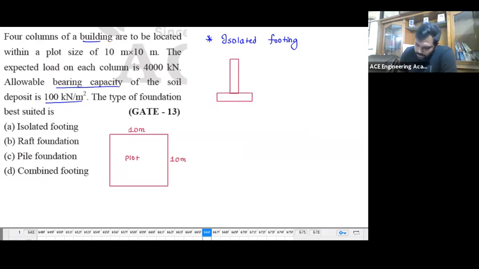But what is the allowable pressure you have? The allowable pressure is simply 100 kilonewton per meter square only. And what is the load on each column? The load on each column is 400 kilonewtons. So if that is the case, what is the area of this footing?